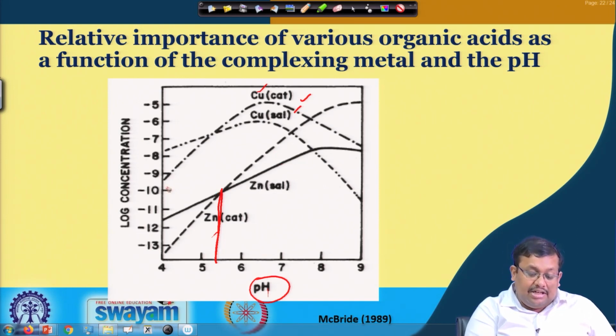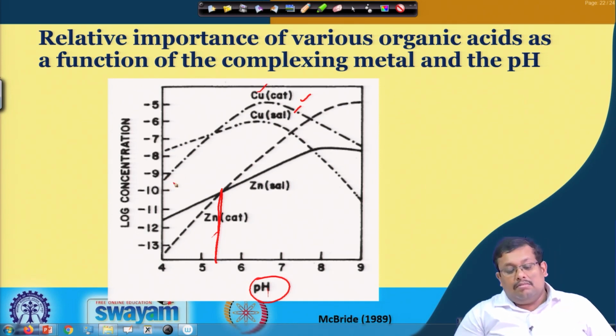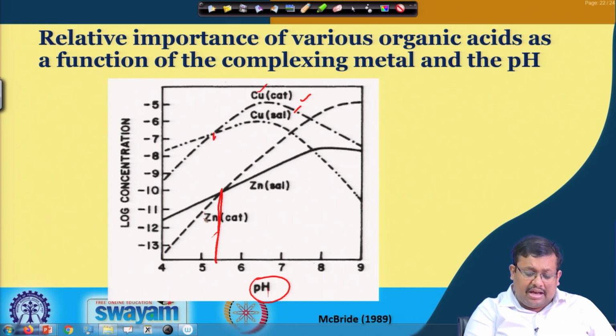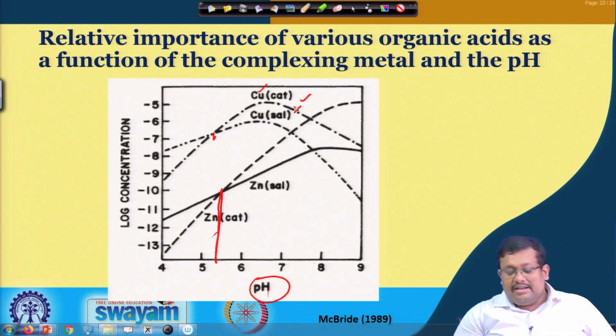In case of copper, at pH 4 it shows quite high complexing capacity, where up to pH around 5 copper salicylate shows higher binding capacity or complex forming capacity. However, when the pH goes beyond 5, the complexing capacity of copper catechol is increased compared to copper salicylate.